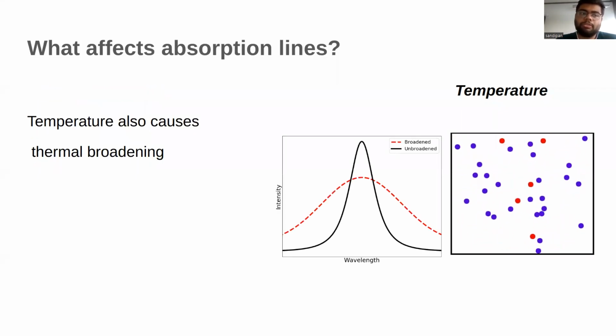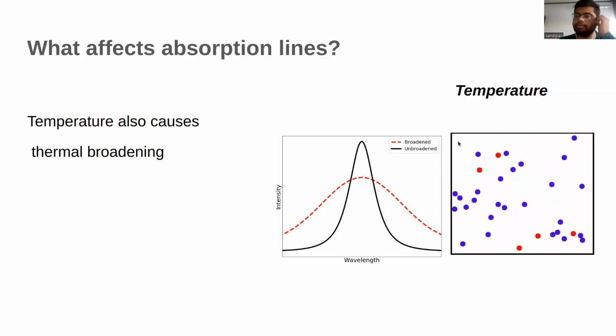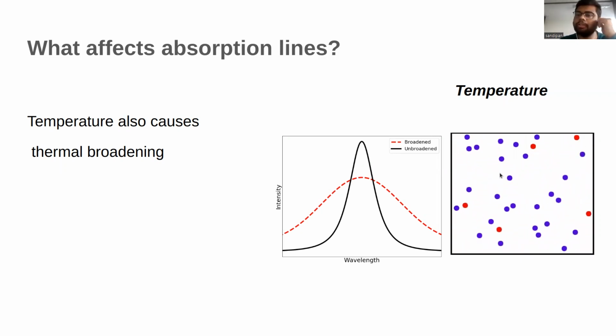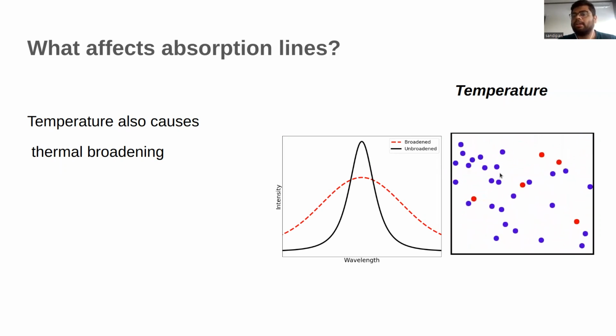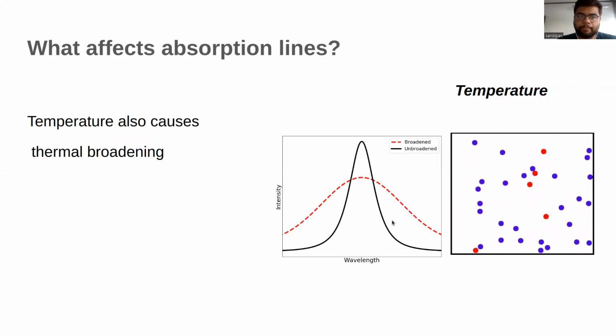So one of the parameters which affects the absorption line is the temperature. Temperature also causes thermal broadening because of Doppler motions. So if the particle is moving randomly, the light will be blue or red shifted accordingly, and it will broaden the absorption lines.